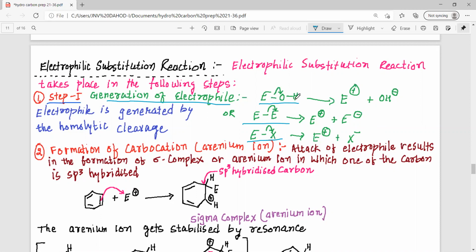So this bond between the electrophile and OH group is being broken and the electron goes on the OH minus, and thus we get an electrophile E plus. Same way, my dear students, if there is a heterolytic cleavage between electrophile and electrophile atoms, then we get E plus and E minus. Same way, if there is electrophile bonded with the halogen, halogen being more electronegative takes the electron of the bond and makes E plus and X minus. Please remember, my dear students, that electrophile is generated by the heterolytic cleavage that you can see it easily.